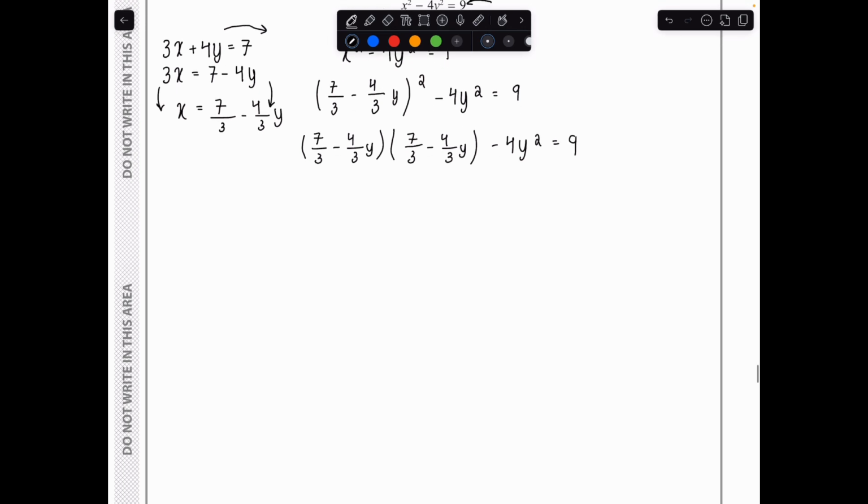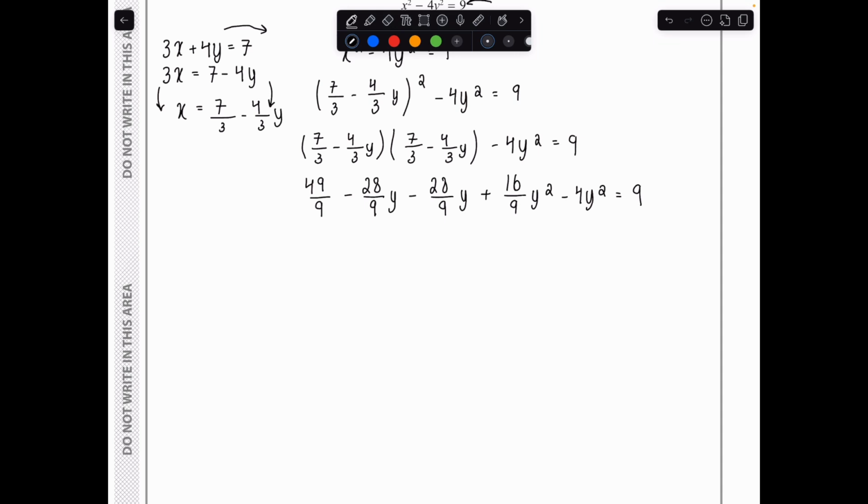From here, we know how to expand out double brackets, so let's go ahead and do that. So first, 7 over 3 times 7 over 3, that's 49 over 9. Then 7 over 3 multiplied by negative 4 over 3 y, that's negative 28 over 9 y. Then we do exactly the same thing. We have another negative 28 over 9 y. And then if we times negative 4 over 3 y by itself, we get positive 16 over 9 y squared. Then we have our minus 4y squared, and all of that is equal to 9.